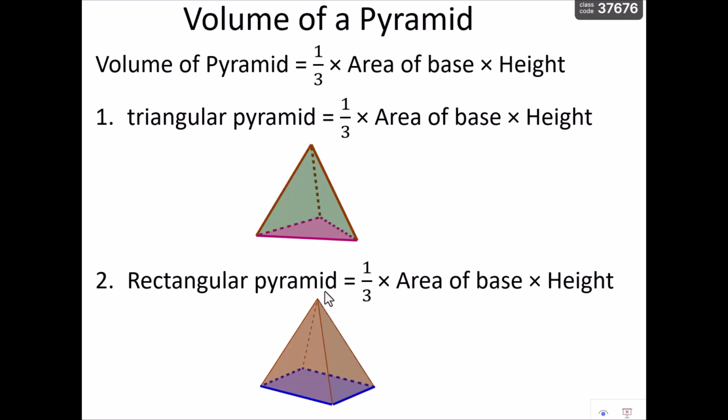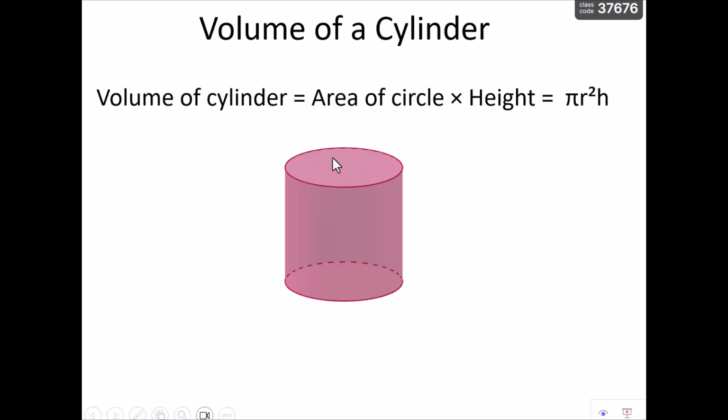But for our purpose, we are not going to pay more attention to pyramid. That is why I don't want to focus on this area. But just take note of it. When you get to JH2, you are going to learn volume of pyramid and prism. We'll do more examples. Then we'll do more questions on cylinder and cone, which is the next part of the slide.